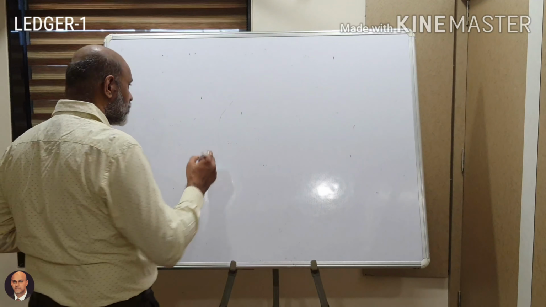The 2 accounts which we have to open in a ledger is cash account and capital account. I am right now showing individual entries. Afterwards, I'll show you some combined entries also. This is cash account. This is the debit side, credit side. This is capital account. Debit side, credit side.